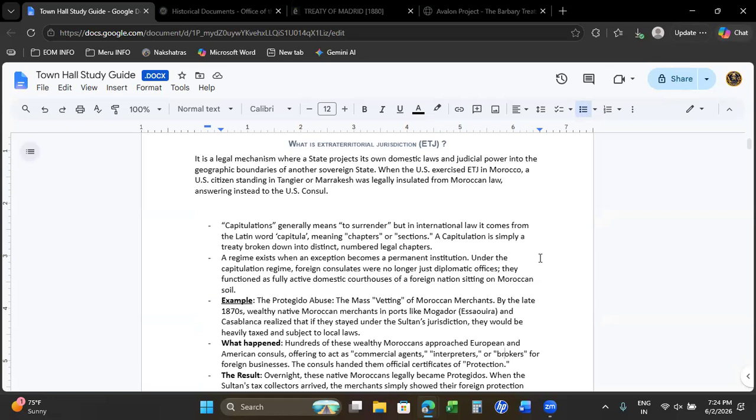It is a legal mechanism where a state projects its own domestic laws and judicial power into the geographic boundaries of another sovereign state. When the U.S. exercised ETJ in Morocco, a U.S. citizen standing in Tangier or Marrakesh was legally insulated from Moroccan law, answering instead to the U.S. consul.